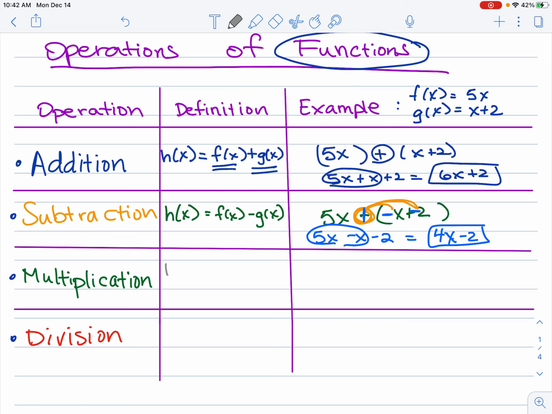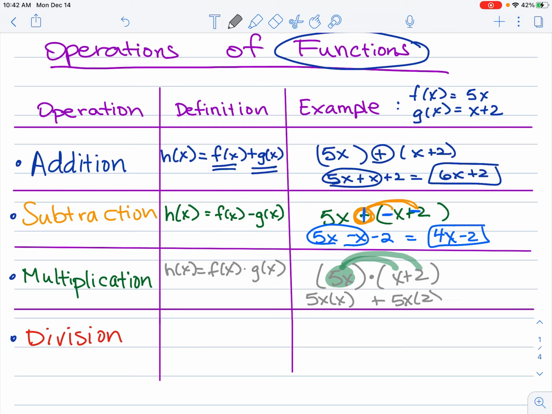All right, let's look at multiplication. So this is when we would have two functions multiplied by each other. So if I said f of x is 5x, we'd multiply it by g of x, which is x plus 2. Remember, multiplying just means every term of the first function gets multiplied to both parts. So this becomes 5x times x plus 5x times 2. And we're left with 5x squared and 10x.